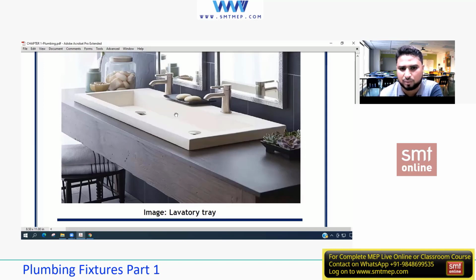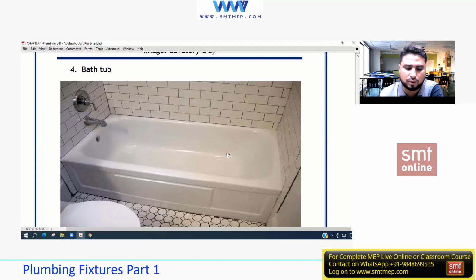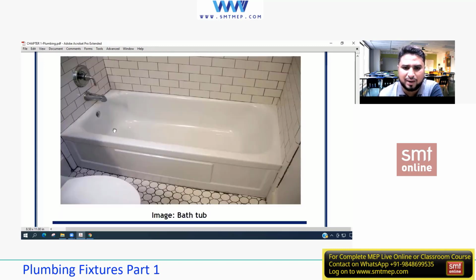Number of taps, yes or no? Yes, sir. Laboratory tray. Next is again a bathtub. So what does this demand? Complete hot or complete cold, or cold plus hot? Yes, sir, both. Both, right? So this is a normal bathtub. What you're seeing is one more picture which demands cold and hot.